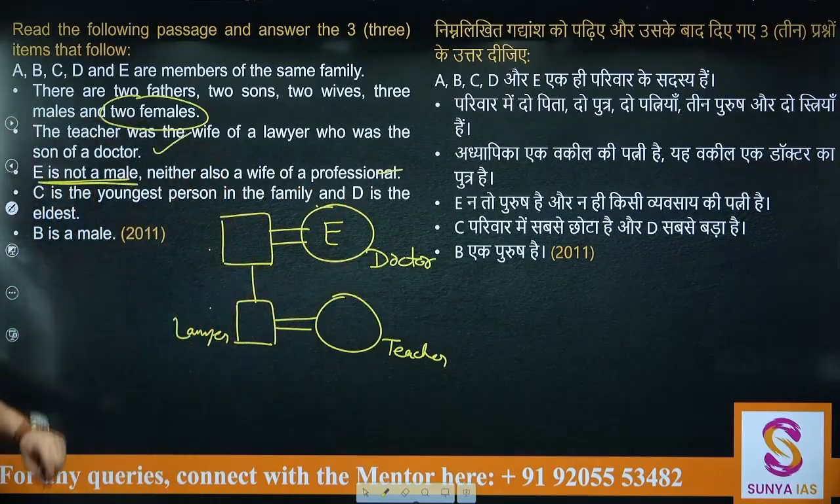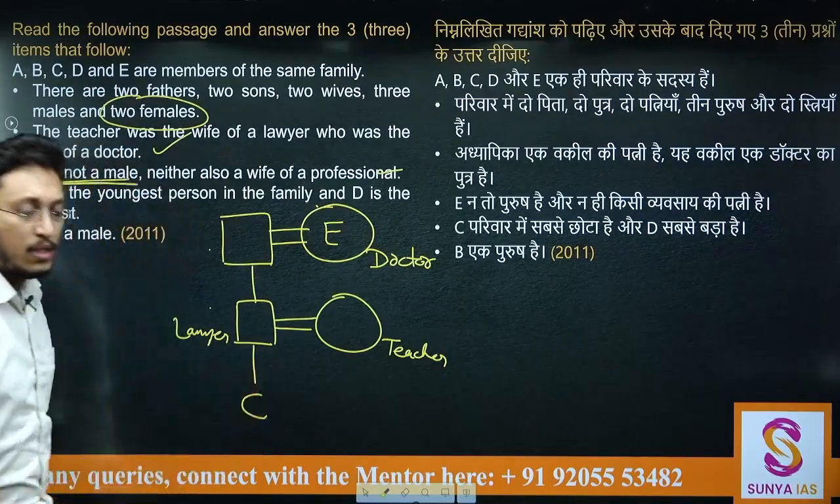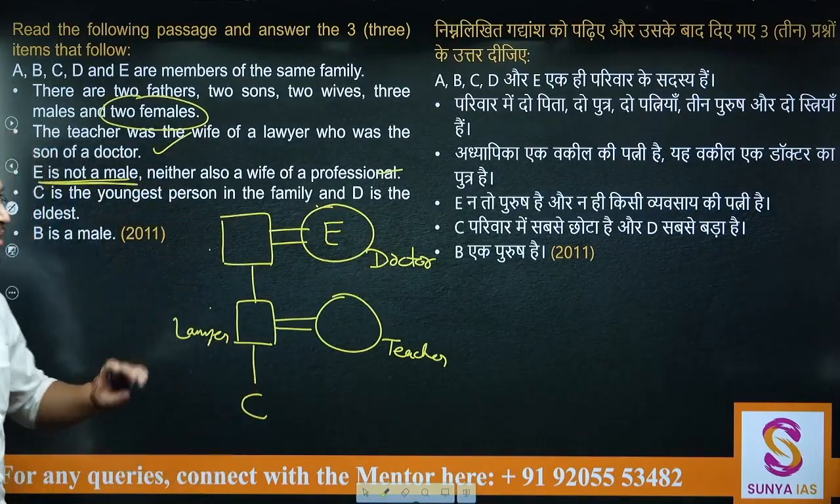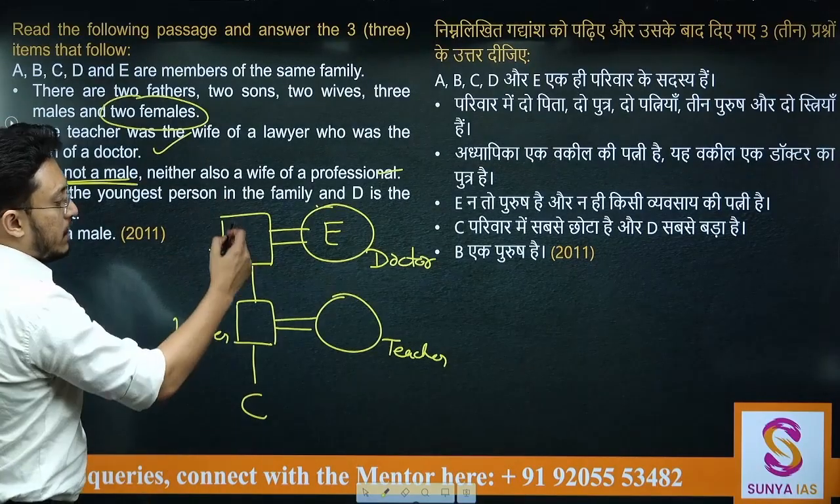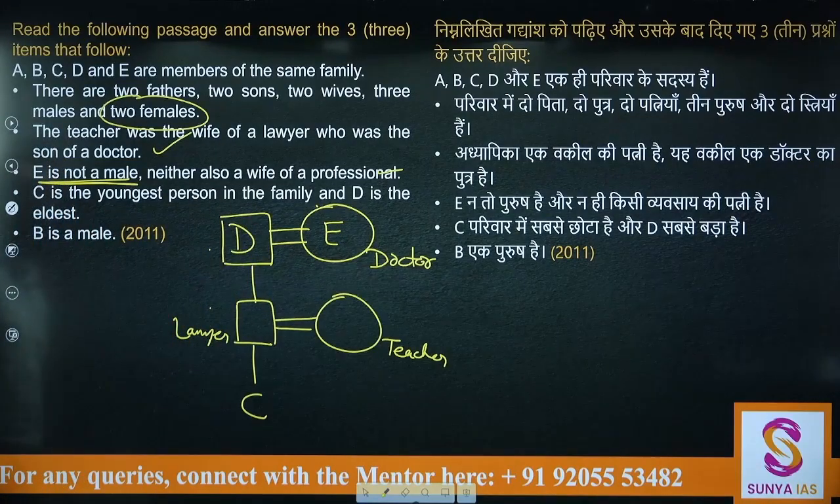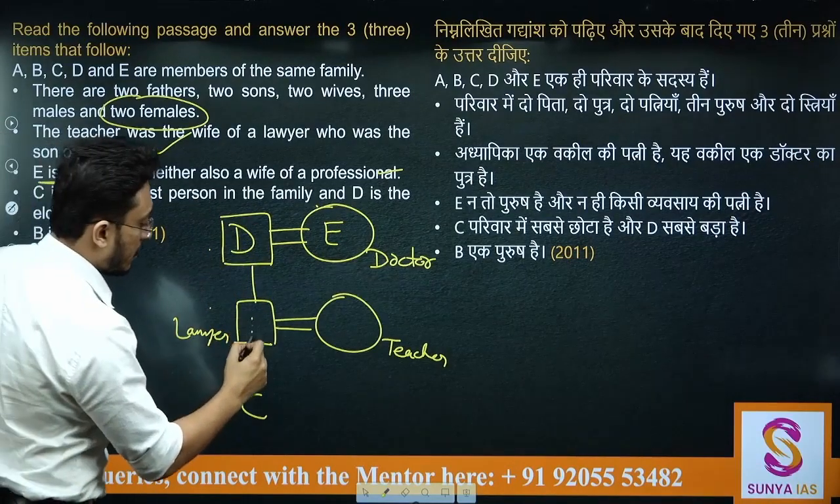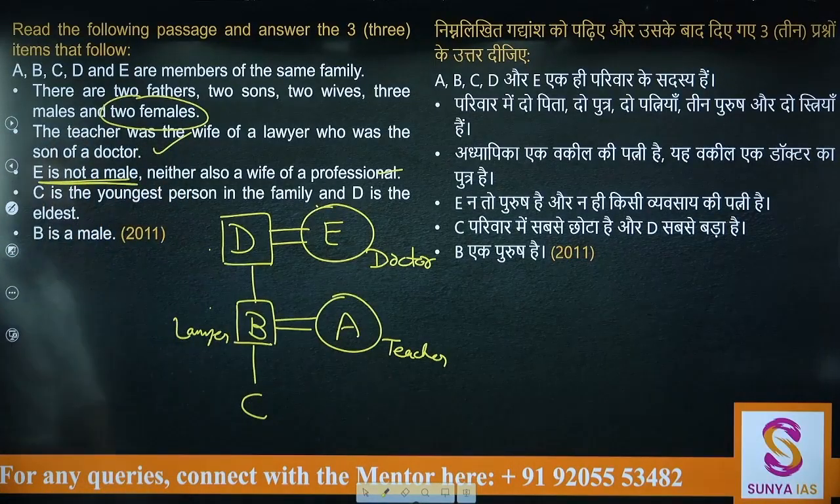C is the youngest person in the family and D is the eldest. Can I say C is the youngest? Then C lies here in this generation somewhere, and D is the eldest. Now eldest would be here in this generation. This is already E, so D has to be here. B is a male. Now B is a male, that means this is a male, so A will lie here. This is how we can say that.